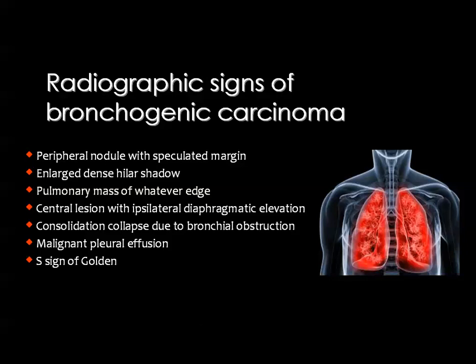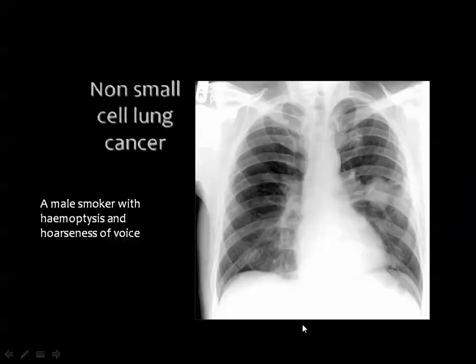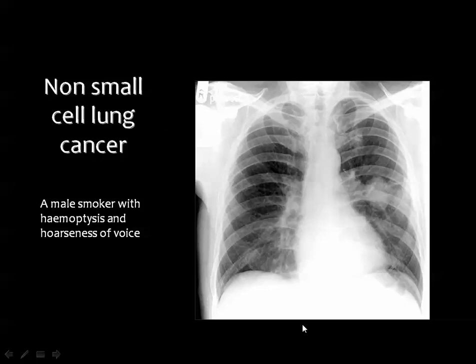Then a central lesion with ipsilateral diaphragmatic elevation due to phrenic nerve paralysis, consolidation collapse due to bronchial obstruction, especially in adults, and malignant pleural effusion, and finally the S sign of Golden. And I'll give you some of these examples.